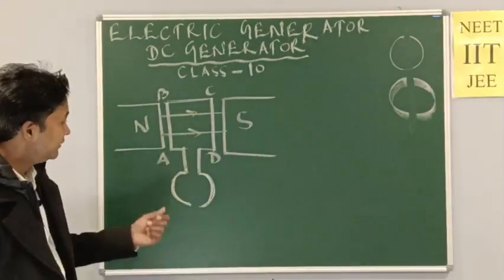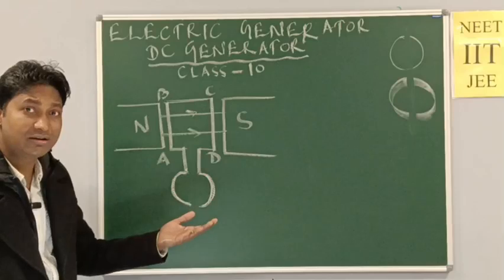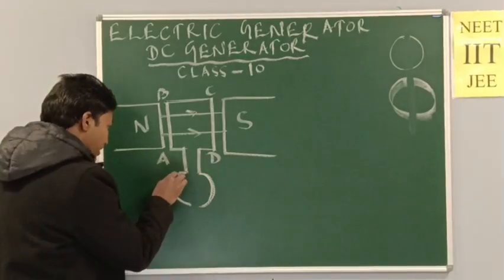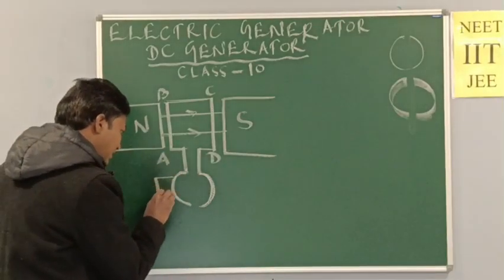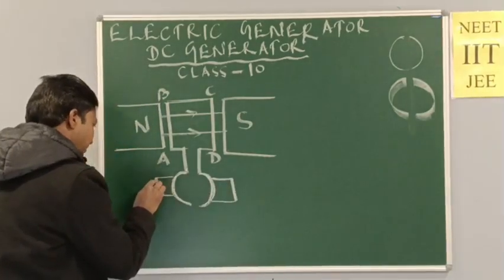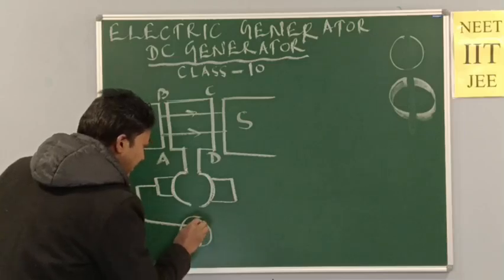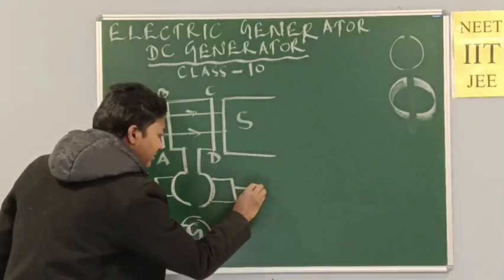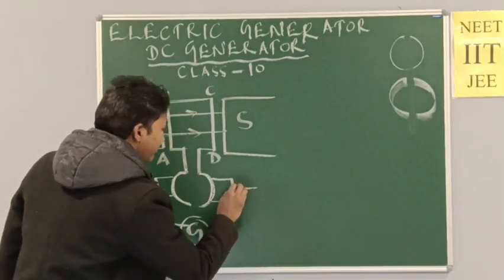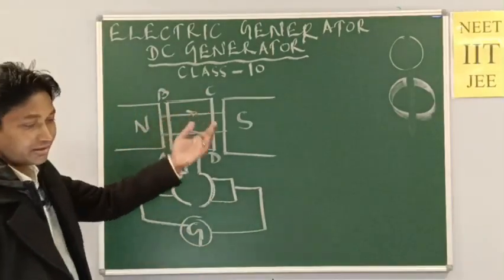Physics. See, I make like this. Further, I will take a brush, means here a carbon brush. This is a carbon brush. And further I will connect this brush with a galvanometer. Very easy, very simple. Remember, no need to be afraid. This is complete.